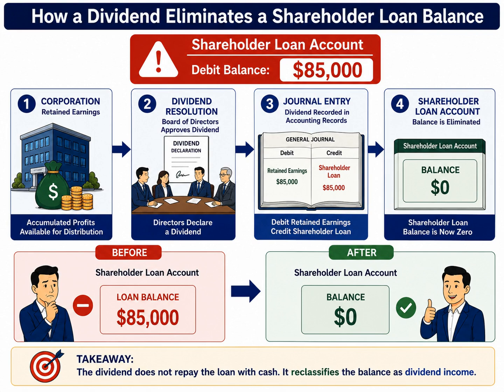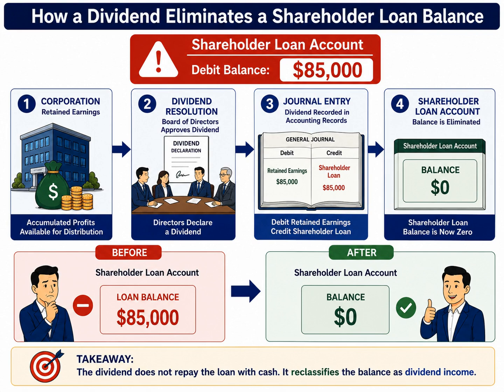In simple terms, the corporation is saying that the amount previously withdrawn by the shareholder will now be treated as a dividend rather than as money owed back to the company. No cash actually needs to change hands at this point. The shareholder already received the money during the year. What changes is the classification of that money.